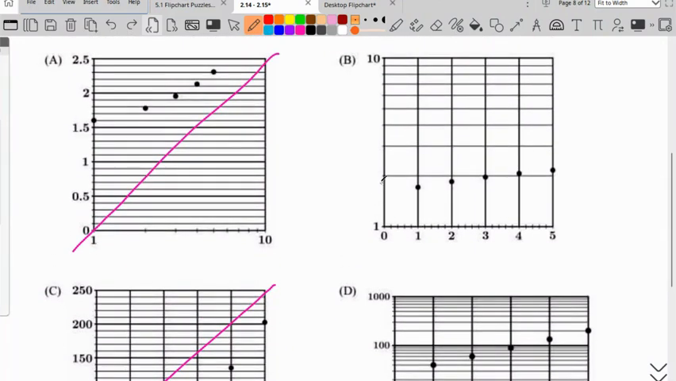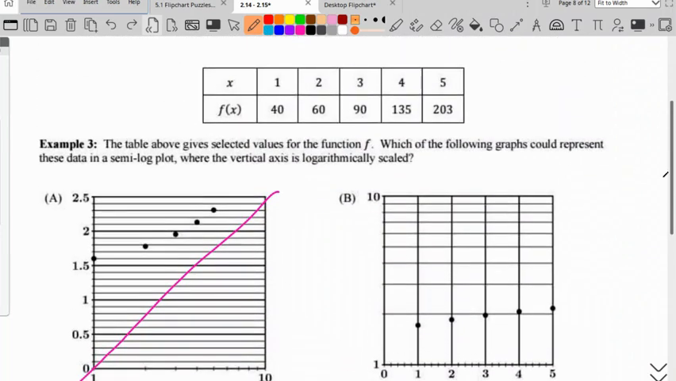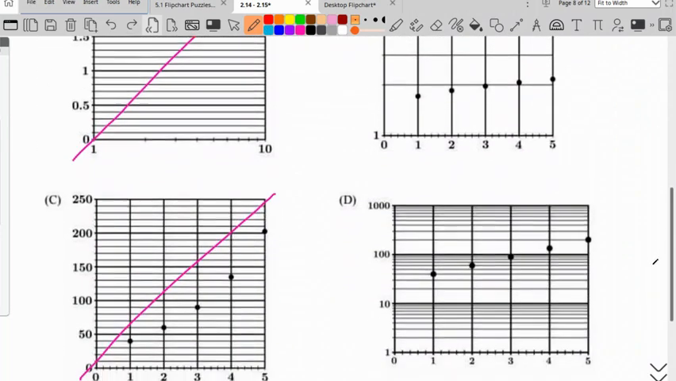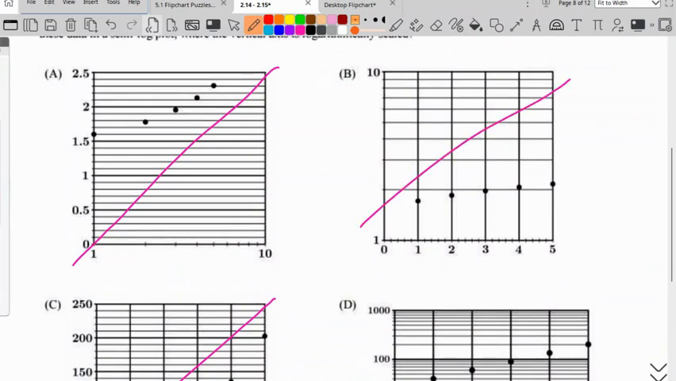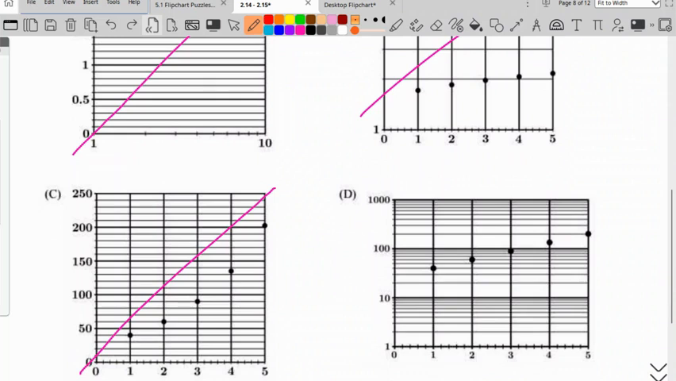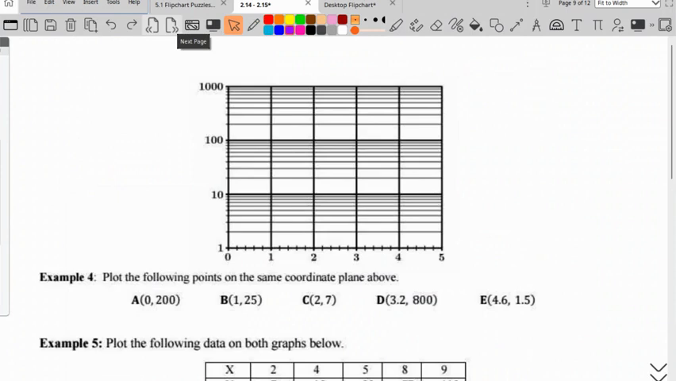On this first one, it's logarithmically scaled, but only to 10. How high does our data go? 203. And so that's why this one's not correct. Let's go make sure that this one is correct. At 5, we should be at 203. And at 5, we are at 203. So this one is the correct answer. Okay. All right. Let's move it along.